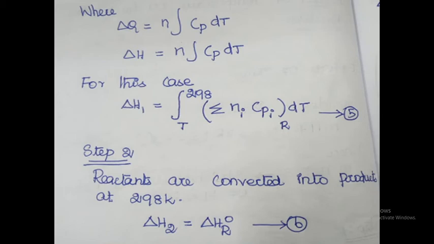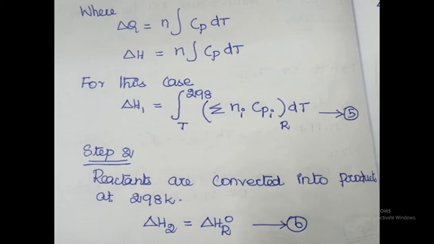You can refer to my previous lecture, heat capacity of gases. This expression is taken from that lecture. What is delta Q? Delta Q is equal to delta H. Substitute here. Delta H is equal to N into the integration of Cp into dT. Are you clear? Okay. So what is this case? Case number 1 or step number 1. The reactants are cooled from temperature T to 298 Kelvin. What about the enthalpy change during this process? Delta H1.